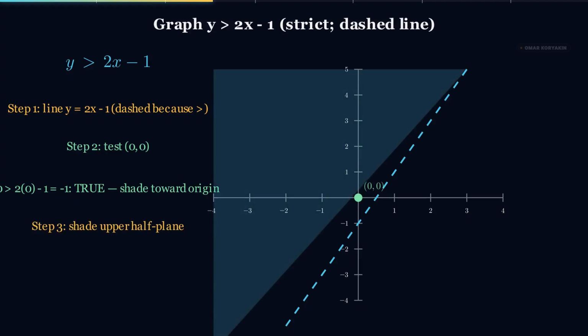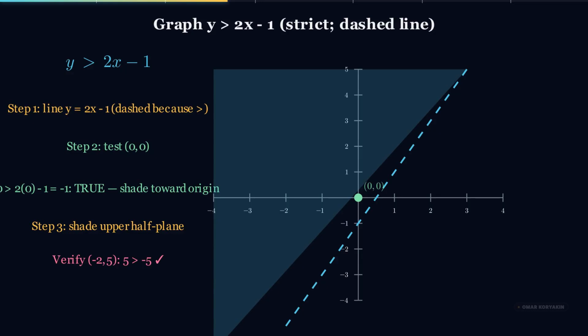Step 4. The origin sits above and to the left of the boundary line, in this case in the upper left half plane relative to the line. Shade that entire half plane to indicate the solution region. Every point in the shaded region satisfies y greater than 2x minus 1, and every point in the unshaded region does not. Step 5. Verify by testing a second point in the shaded region, like (negative 2, 5).